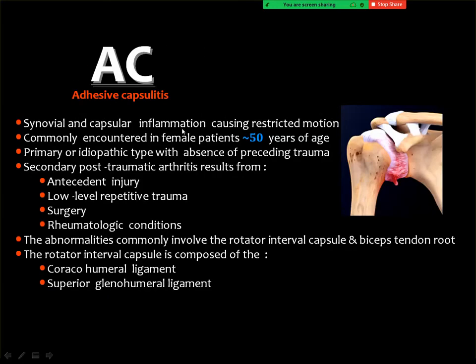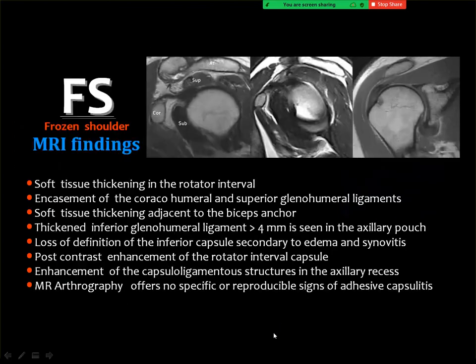Adhesive capsulitis means that there is capsular and synovial inflammation causing restricted motion of the joint. This may be primary, of idiopathic type, or secondary to trauma, repetitive trauma, surgery, or rheumatologic conditions affecting the joint. The rotator interval capsule is composed of the coracohumeral ligament and the superior glenohumeral ligament, but the most evident one in imaging is the coracohumeral ligament.